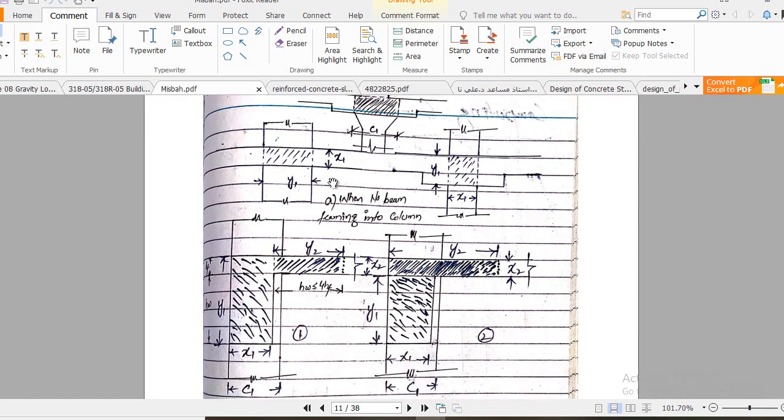Similarly, if you have no beam, in that case this will be the transverse section. Its longer direction will be y1 and the shorter direction will be x1. If you have only a drop panel, a slab with a drop panel, this will be your transverse section. Then this will be x1 and this will be your y1, remember.